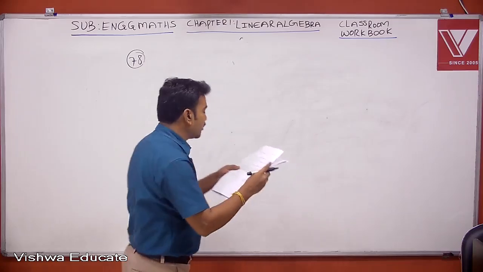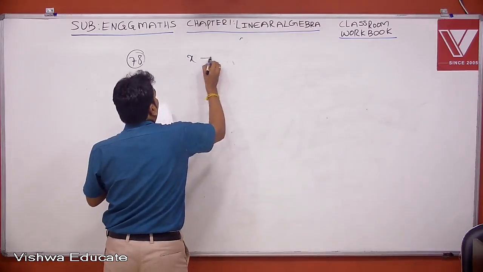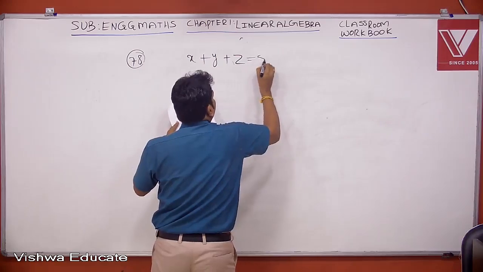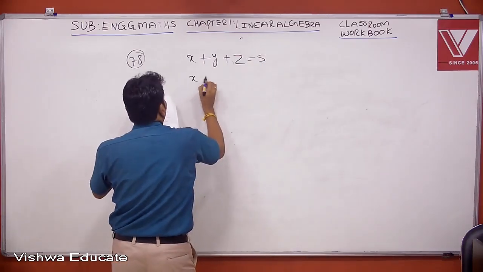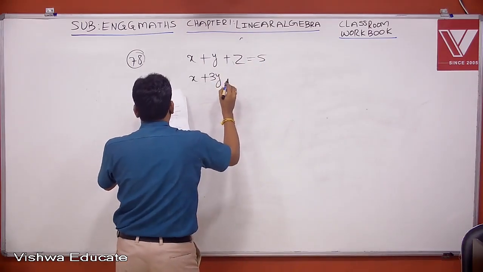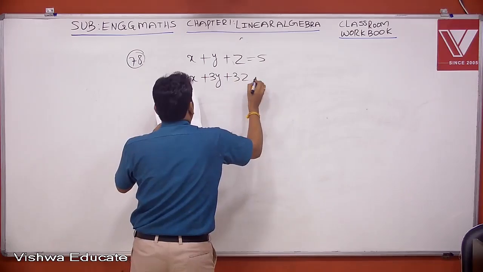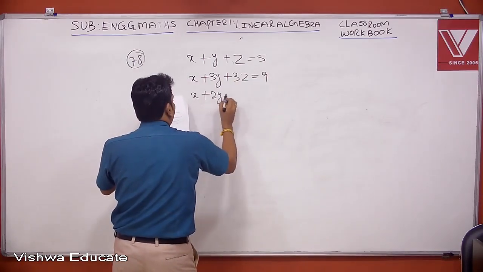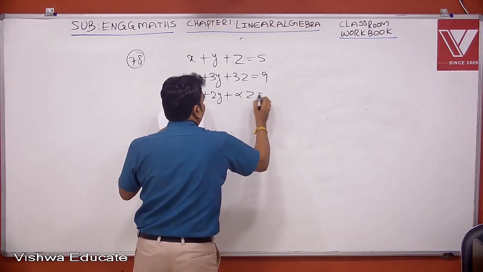Let me write those three equations. The equations are x plus y plus z equal to 5, x plus 3y plus 3z equal to 9, x plus 2y plus alpha z equal to beta.